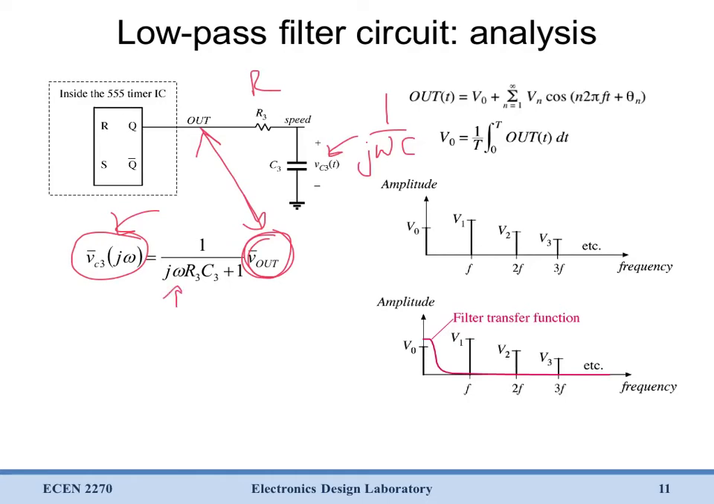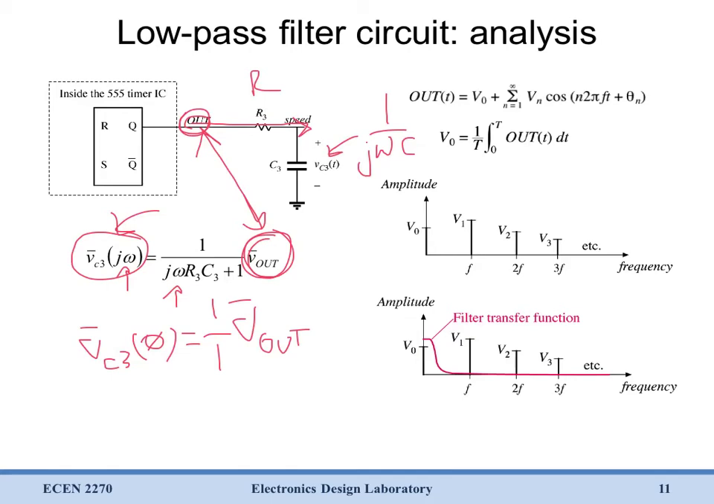First of all, if we evaluate it at DC, so how does this pass average values, or how does it pass constant values? Well, we enter in omega equals 0, and we have VC3 is just going to equal 1 over 1, that cancels, times V out. So we're going to pass the average value of the input to the output without doing anything to it. So that's a really good start, and that's what we wanted from this circuit.